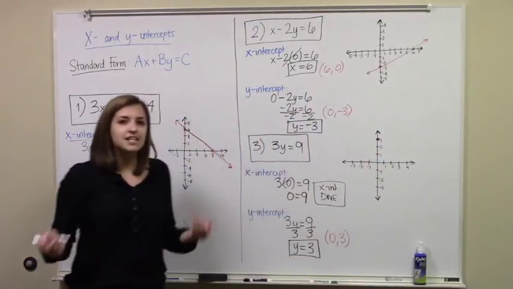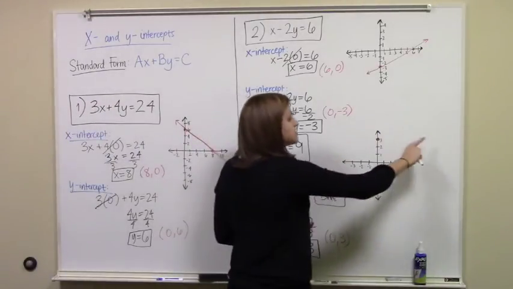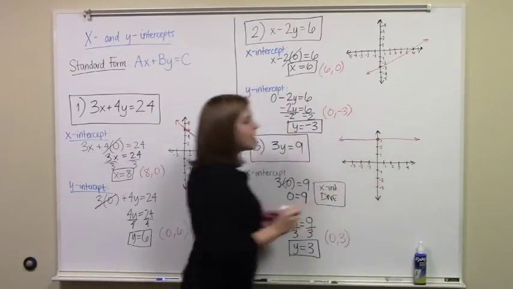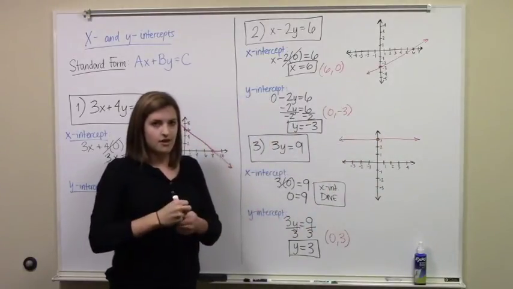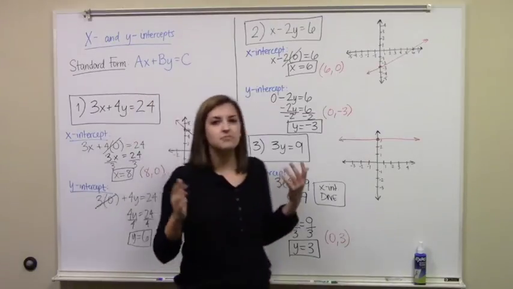And now, because I don't have an x-intercept, this means that my line runs horizontally. So I can draw a straight line through y equals 3. All right. Now let's talk about what these intercepts really mean.